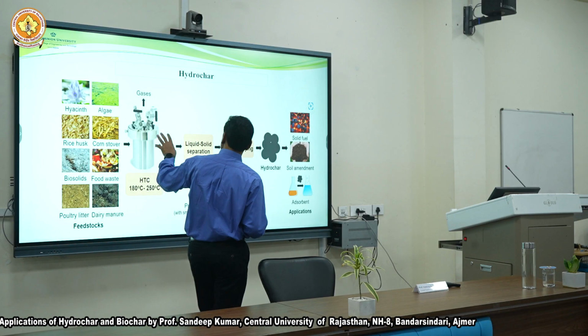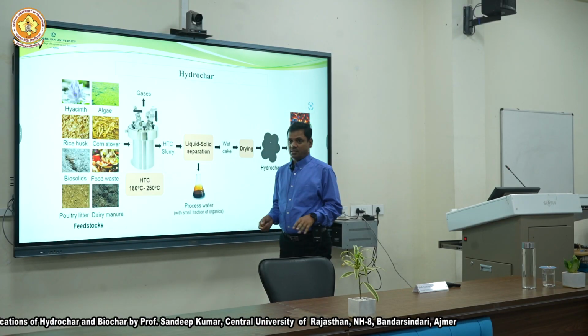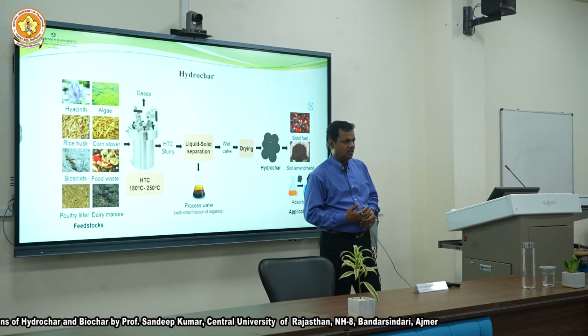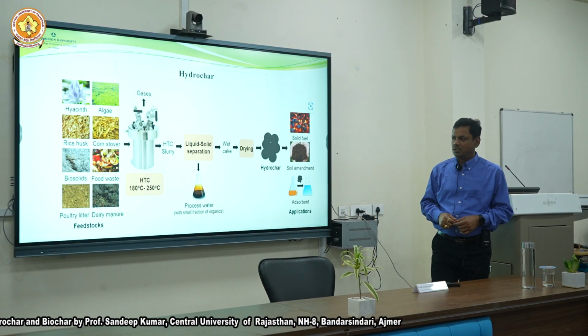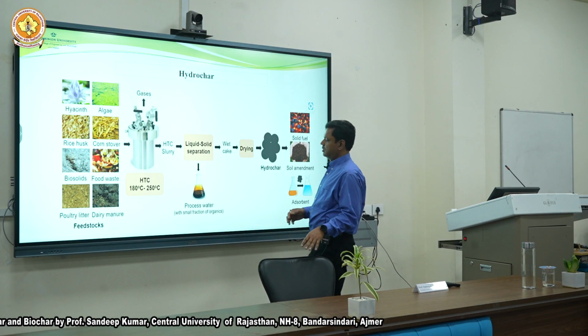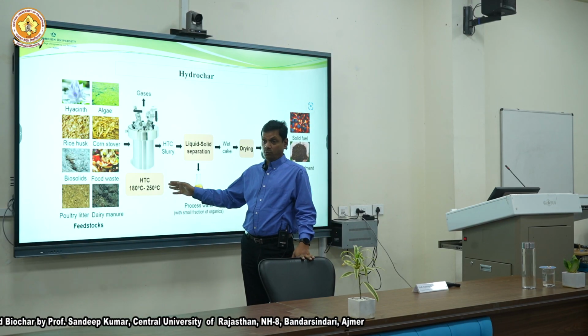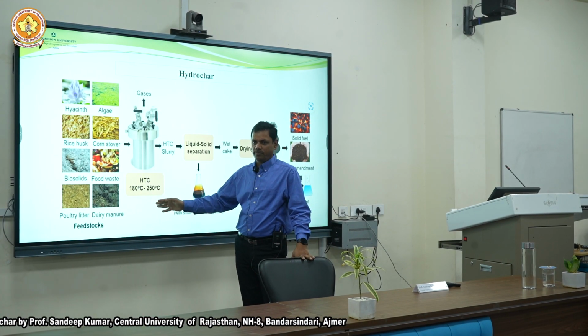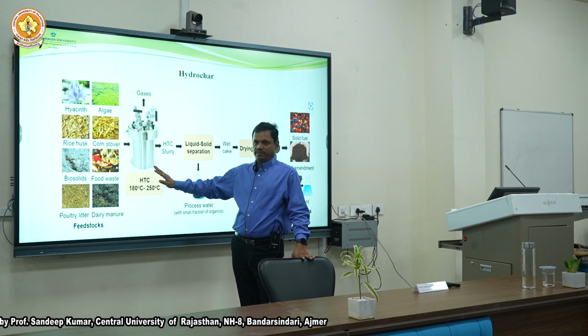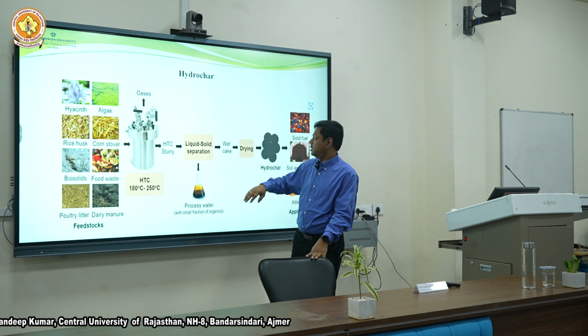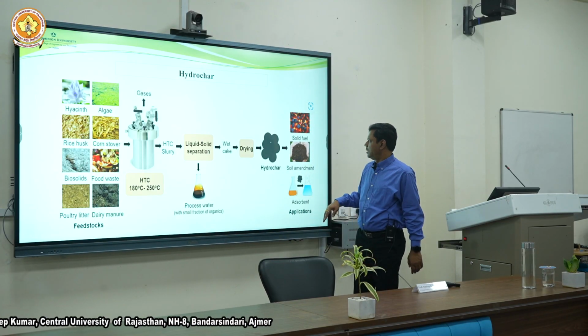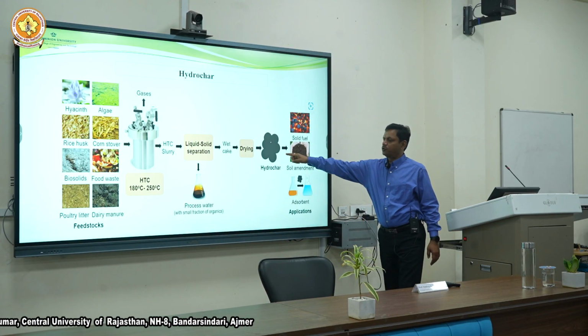You need a pressure cooker or bar reactor, most commonly known as a batch reactor. It can be a continuous reactor also. The operating range is 250 to 320, at 280, 300 also. Sometimes just water and you can carbonize, and you can get hydrochar powder.